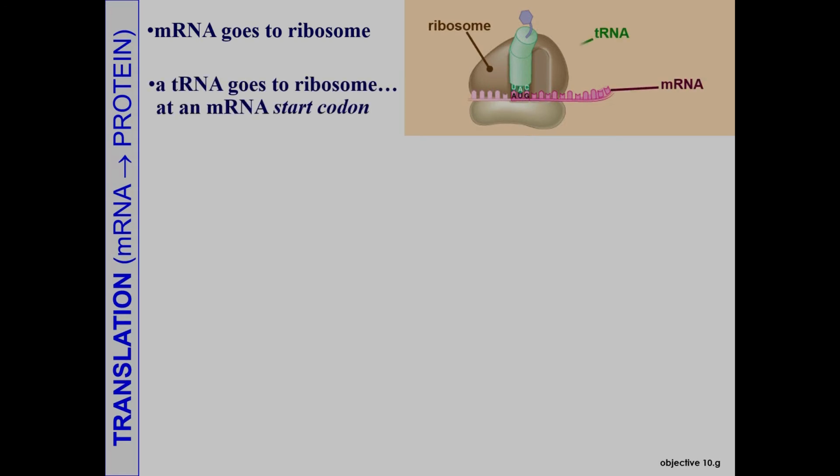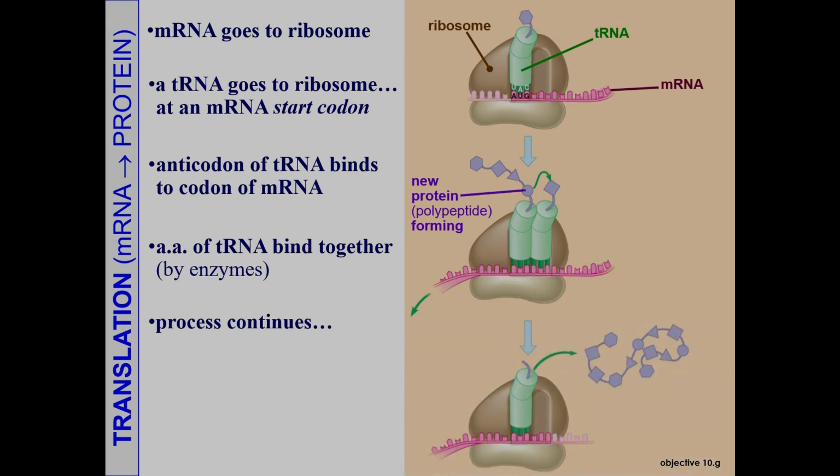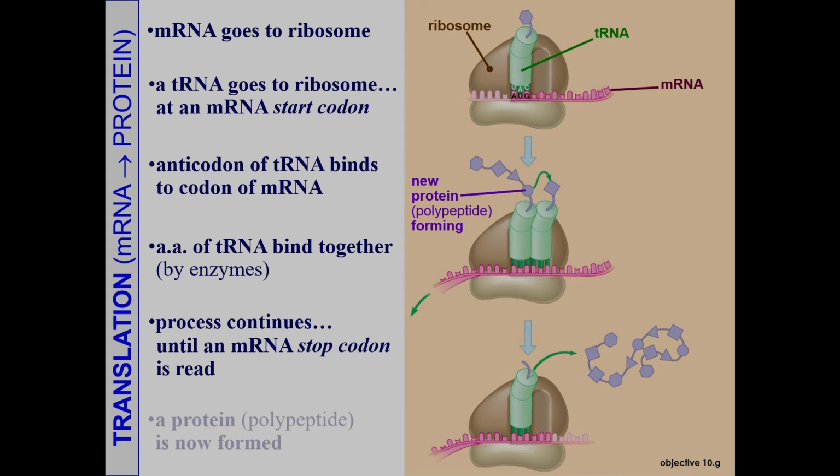The next tRNA is going to read the next codon. It's going to go into the pocket, read the codon, and catalyze the reaction to bond amino acids together. And this process will continue until the new protein is formed. So we can look at it a slightly different way.